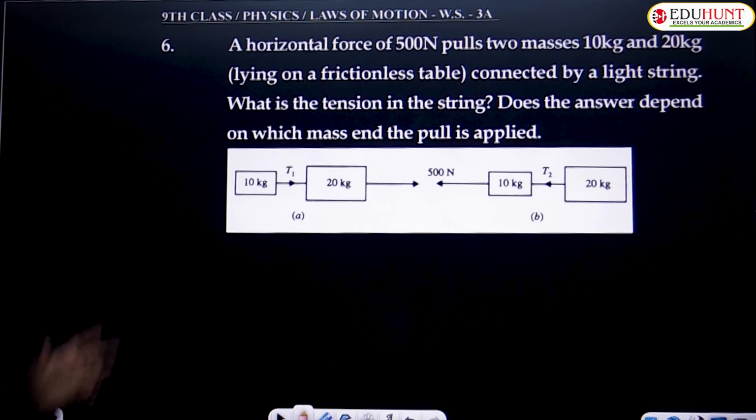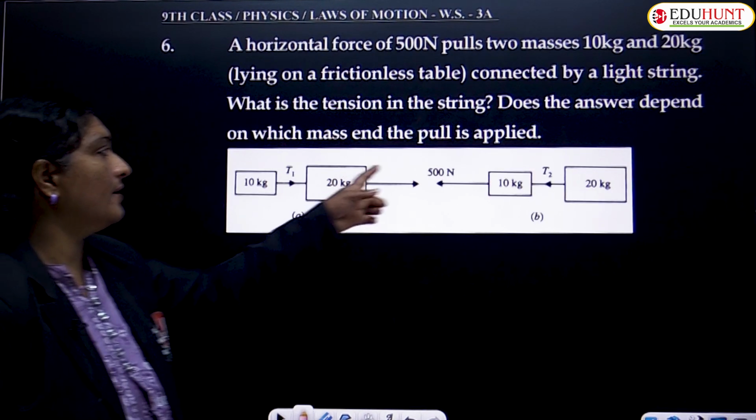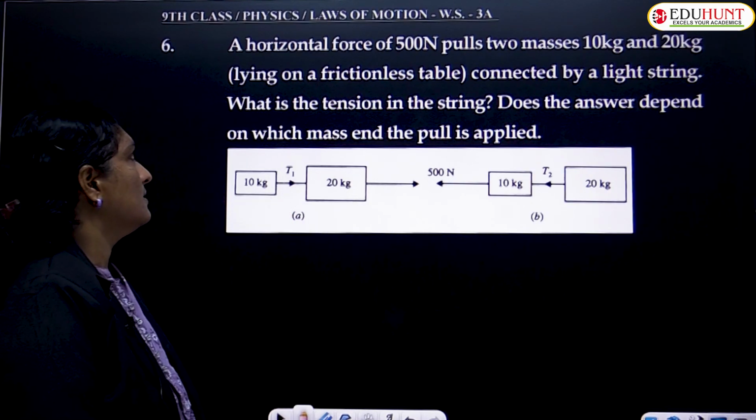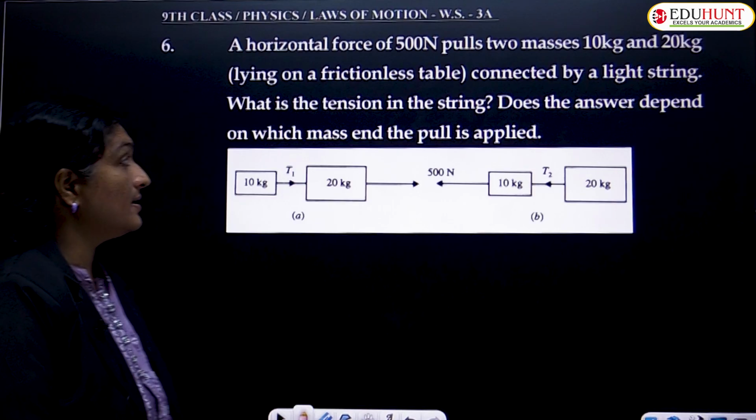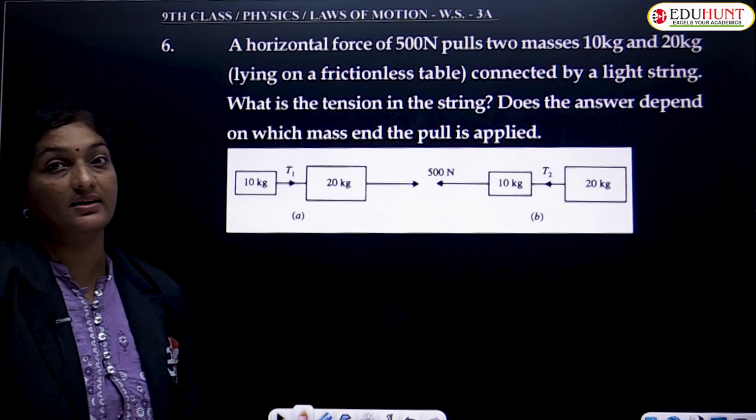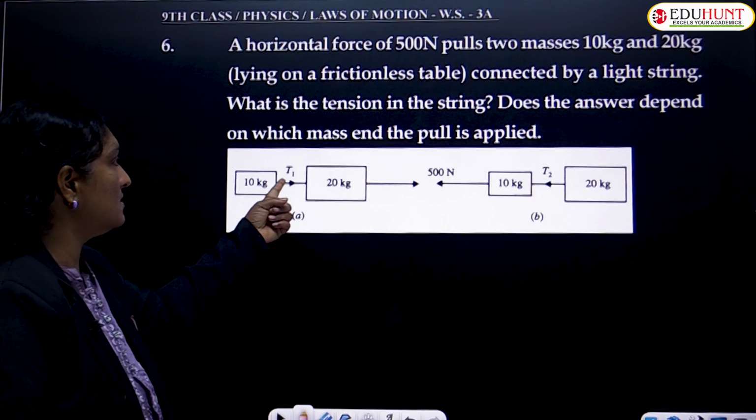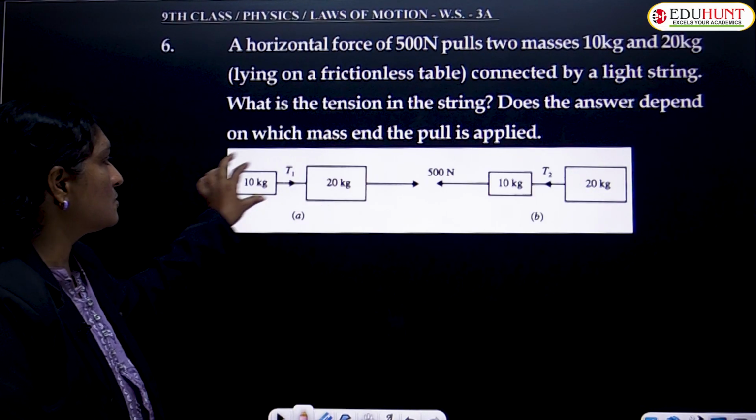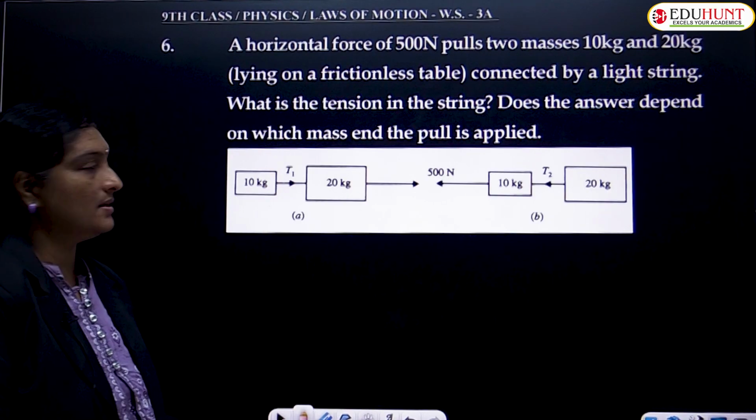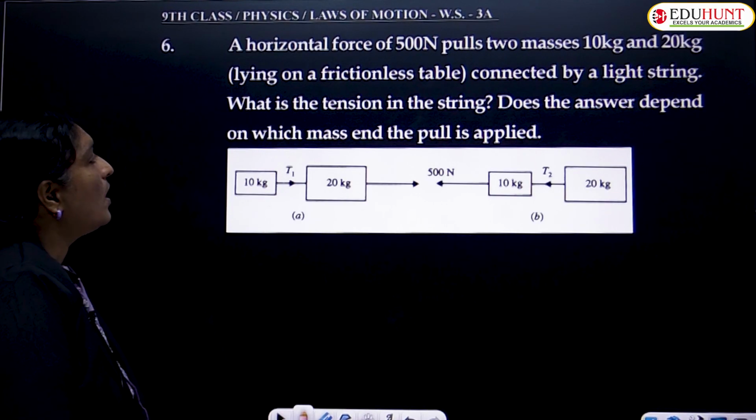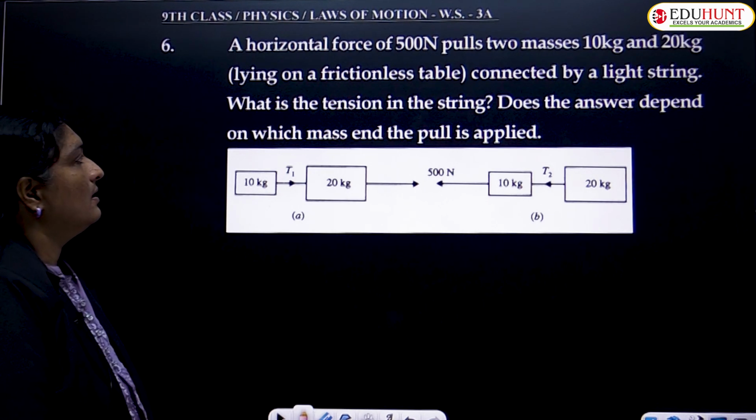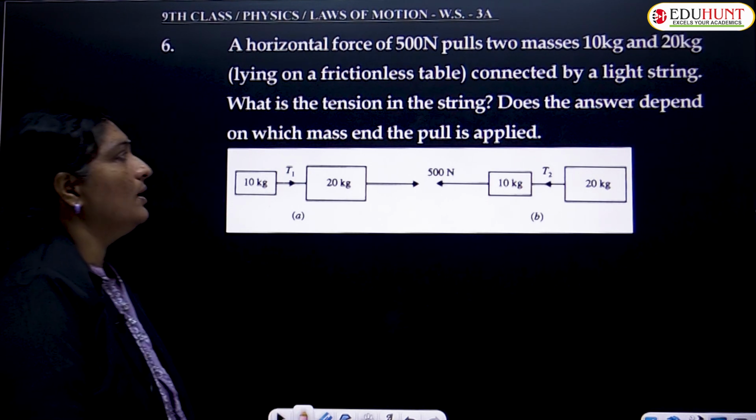That is the 6th one. A horizontal force of 500 Newton pulls two masses, 10 kg and 20 kg, lying on a frictionless table, connected by a light string. What is the tension in the string? You're asked to find the tension T. Tension is there because these two are connected with the help of a string, so some tension is created in the string. Does the answer depend on which mass the pull is applied to?